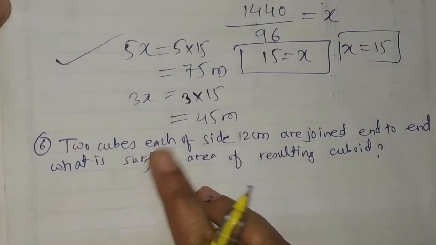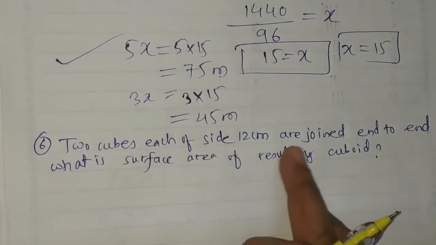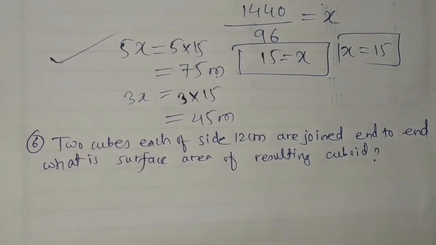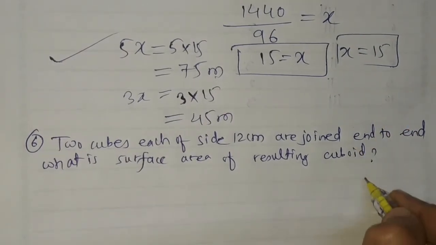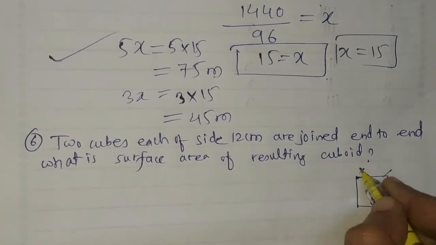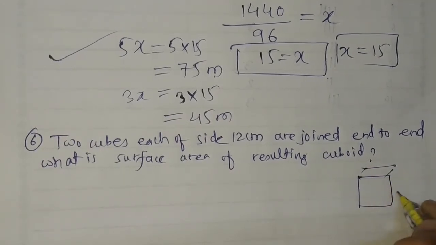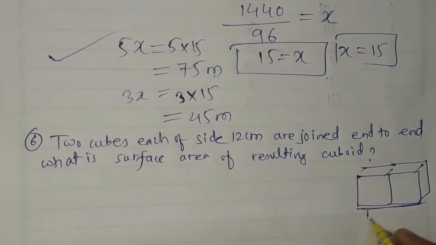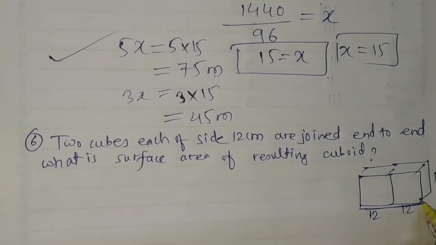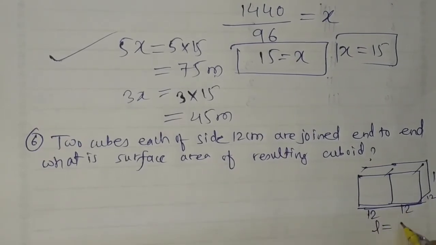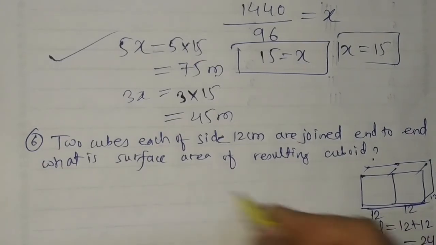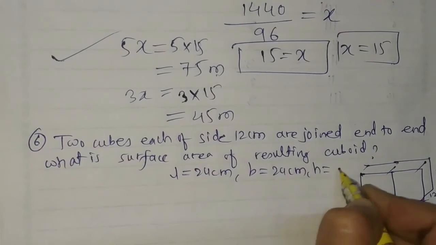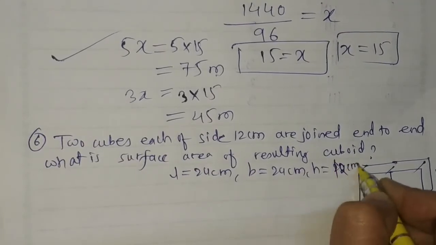The next question is, two cubes each of side 12 cm are joined end to end. What is the surface area of the resulting cuboid? Suppose there are two cubes. It is going to be 12 and 12, and this is 12. So the length is going to be 12 plus 12, you will get 24. So L is 24 centimeters, breadth is 12 centimeters, and height is going to be 12 centimeters.